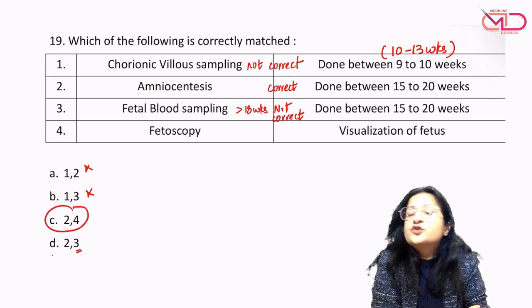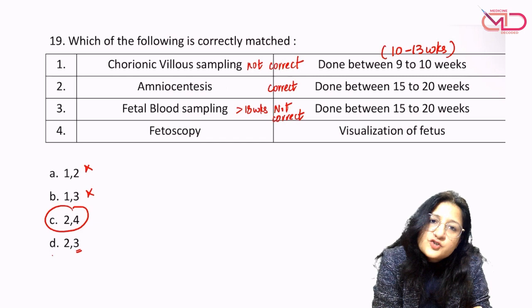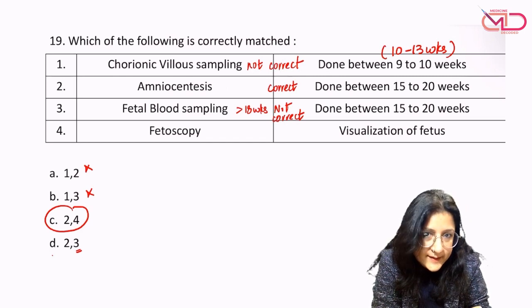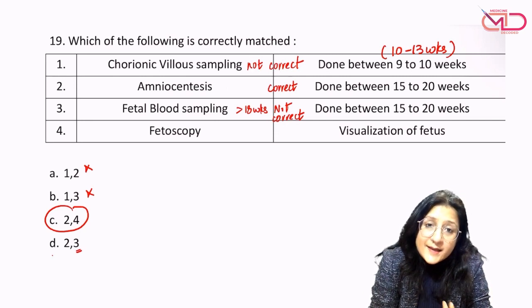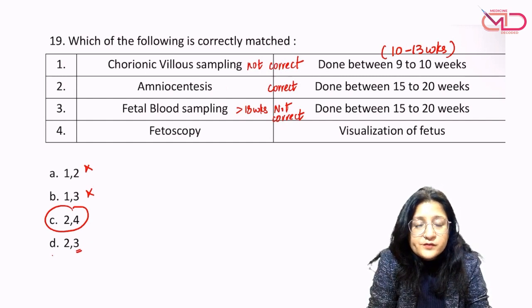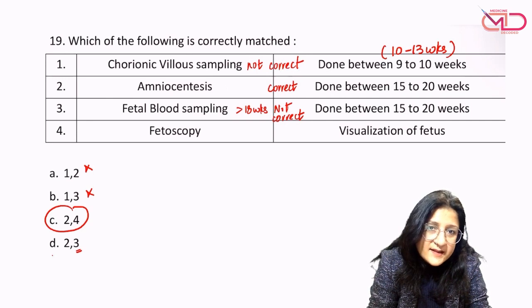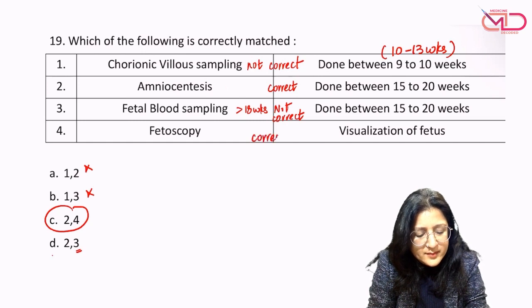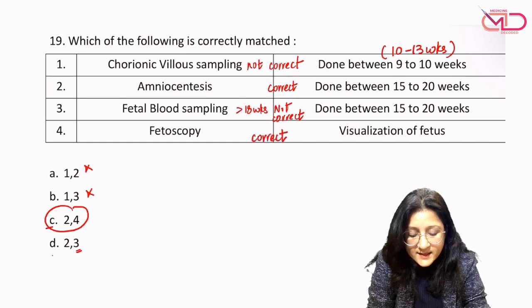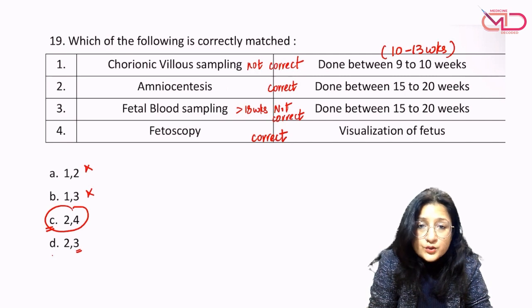Fetoscopy, fairly simple, is visualization of the fetus. Okay, scopy is to visualize, right? And fetoscopy would be visualization of the fetus. Advanced fetoscopic techniques are now available in higher centers where we can visualize the fetus in utero. One place we've studied fetoscopic visualization of the fetus is fetoscopic laser photocoagulation in TTTS affected pregnancies. We studied it there, right? So fetoscopy, fairly simple, is visualization of the fetus, and that is correctly matched as well. So option number C is correctly matched. Rest all options are also not correctly matched.